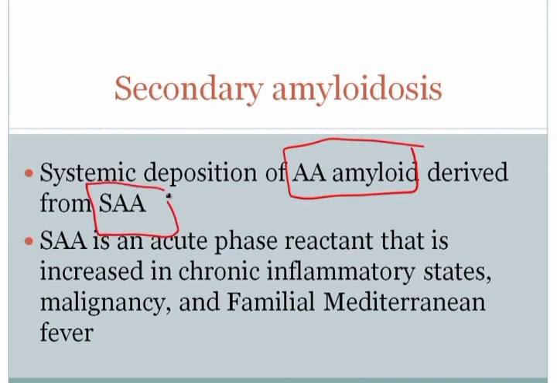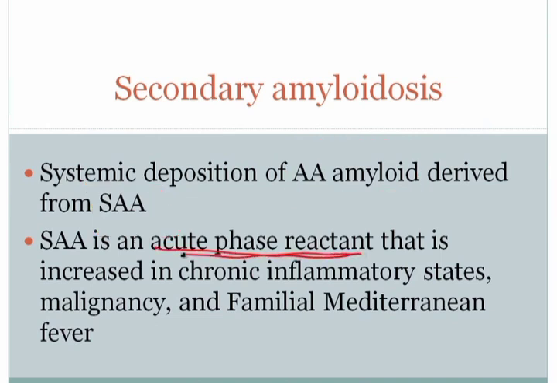Now let's go back and remind ourselves that SAA, the protein SAA, is actually an acute phase reactant. So anytime there's inflammation, there's an increase in SAA. And the SAA can be converted to AA amyloid, and the AA amyloid can deposit within tissues, creating amyloidosis. Now, if SAA is an acute phase reactant, then we can derive that secondary amyloidosis is going to be related to circumstances where there is chronic inflammation. So, for example, if the patient has a chronic inflammatory state, that can result in secondary amyloidosis.